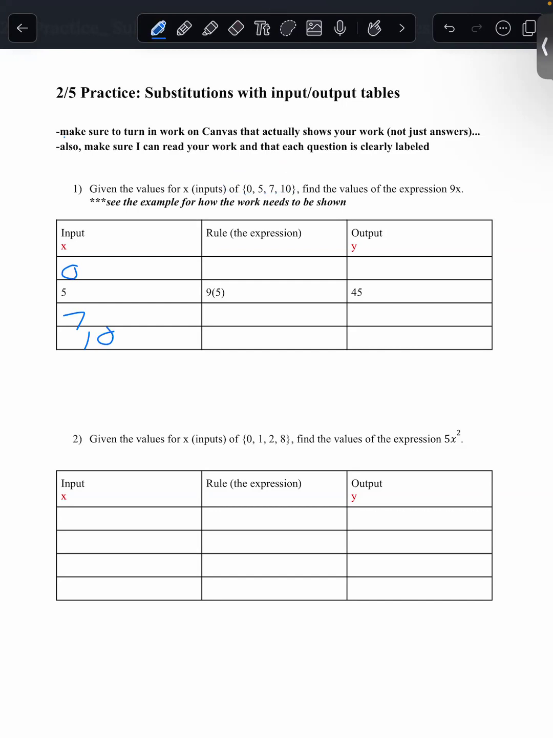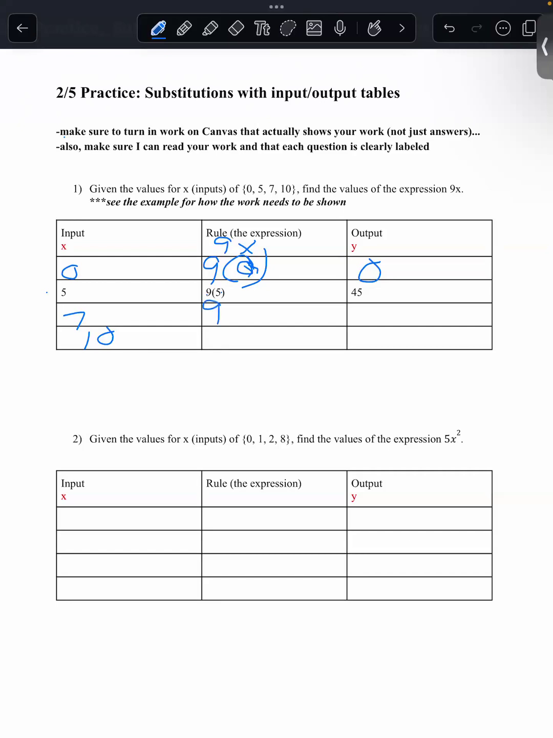So right here, notice that this rule is 9x. So you write the 9x right here. Then you fill in the value for the x. 9 times 0 is 0. Therefore, the y is 0. Okay, so we're writing what it equals. So right here, you see the 5. 9 times 5, so it's just the x. You get rid of the x, put the number in, and then 9 times 5 is 45.